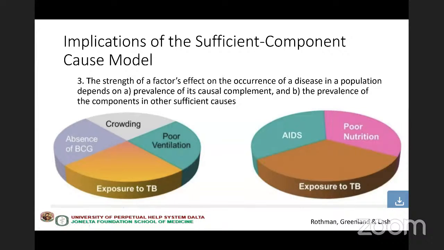The strength of a factor's effect on the occurrence of a disease in a population depends on the prevalence of its causal complement and the prevalence of the components in other sufficient causes. So for example, here, what are the causes? It could be absence of your BCG vaccine, crowding, poor ventilation, causal or sufficient causes. You have AIDS, you have poor nutrition.